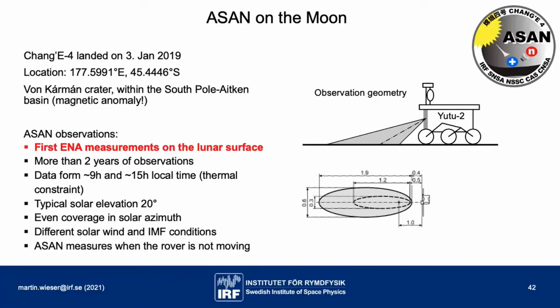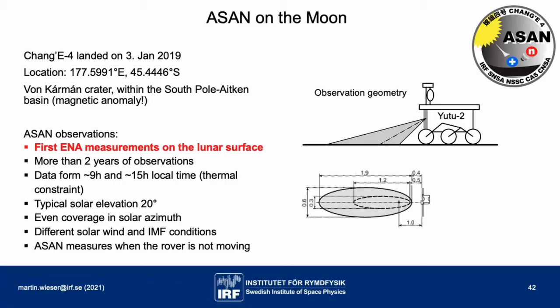Here on the right, the observation geometry is shown a bit more precisely. We have the rover and the projected field of view on the surface, the surface patch from which emitted energetic neutral atoms are collected. It is about 2 meters long and maybe half a meter wide. And as I said before, the motion of the rover is used to inspect different surface patches.